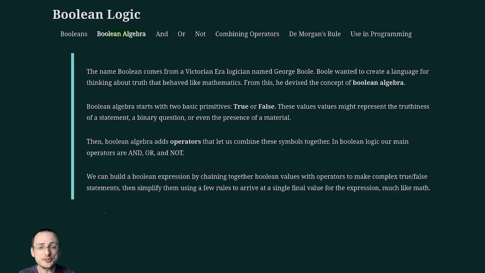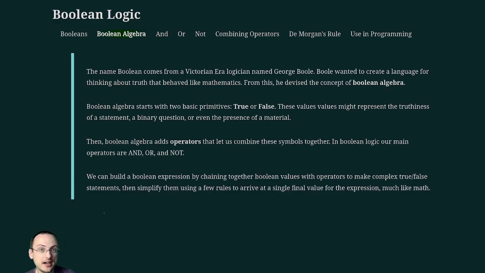So this Boolean algebra starts with these two values, true and false. Then it adds operators, operations that let us combine these symbols together. If you remember in algebra class, operators are what we use for addition, subtraction, multiplication, division. That little X sign is your multiplication operator. The plus is your addition operator.